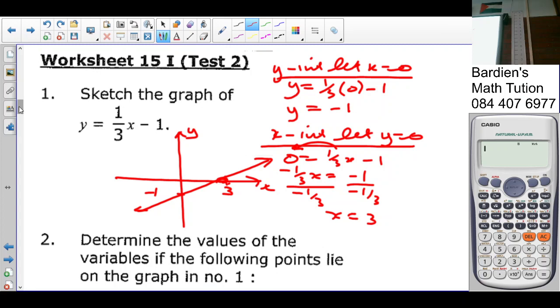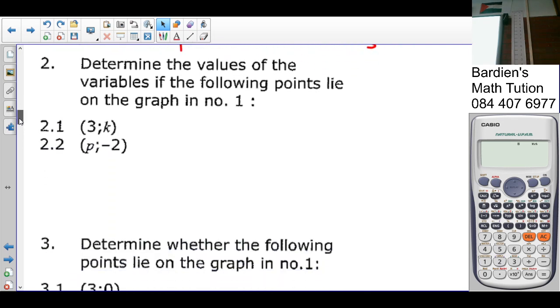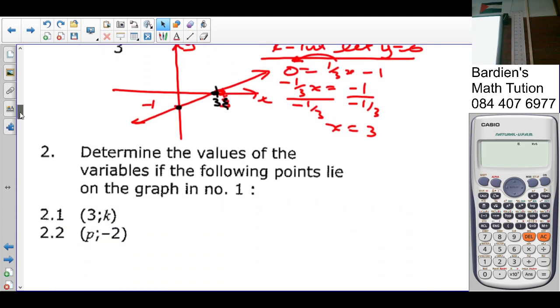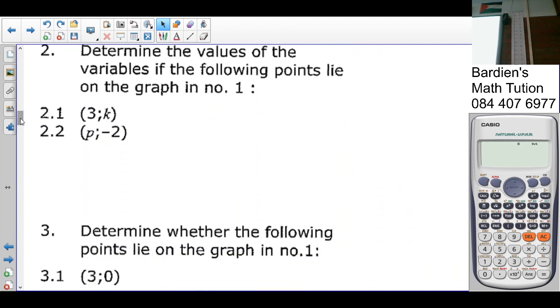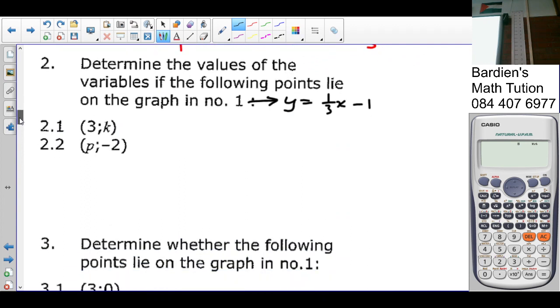Okay, you all agree with that? 3 is there. That is where 3 is, where it cuts the x-axis, and where it cuts the y-axis, negative 1. Okay. Number 2, it says, determine the value of the variables of the following points on the lines of the graph. So the graph in 1 is y is equal to, somebody just give it to me, y is equal to a third x minus 1. Yeah, that's good.